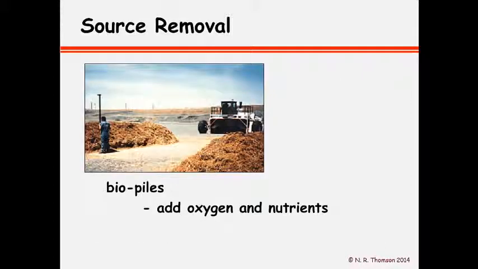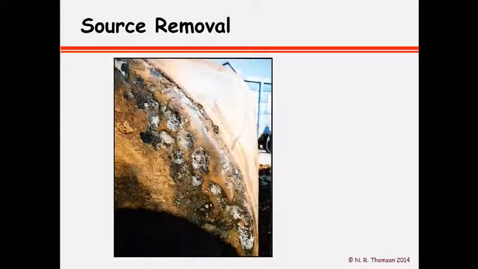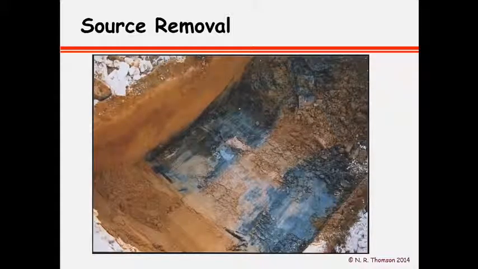buildings. Here's an example of biopiles where you create windrows of contaminated materials, add in oxygen and nutrients to encourage biodegradation. Here's an example of a pulled underground storage tank. Here's what is left under the underground storage tank, clearly impacting the soil under it, and perhaps if enough mass were released, having the mass migrate all the way down to the water table.